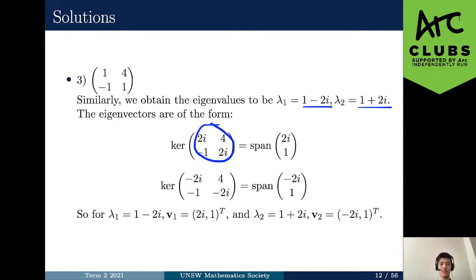And in case you're worried, you might want to check it by multiplying the first row of the matrix by our vector. 2i times 2i will give us negative 4, and then 4 times 1 will give us 4. If I add them together, that will give me 0. So yeah, indeed, this is an eigenvector. It works. You could also just use the original matrix and multiply it by it. And then we get the other one as well.